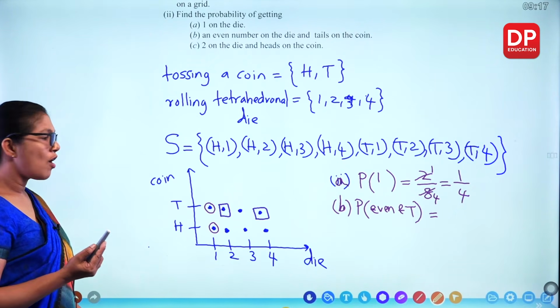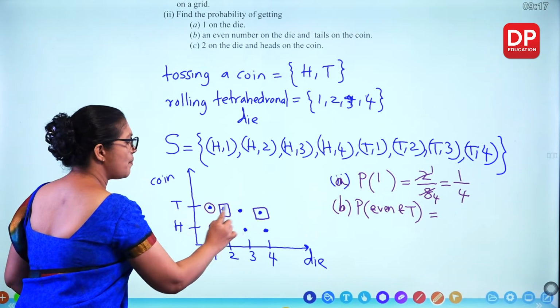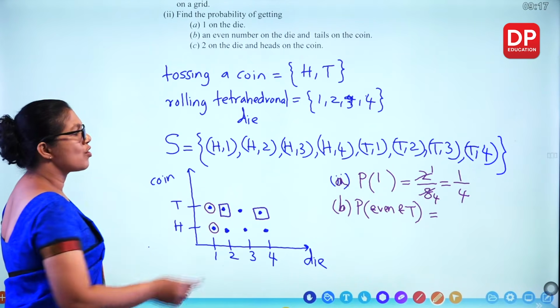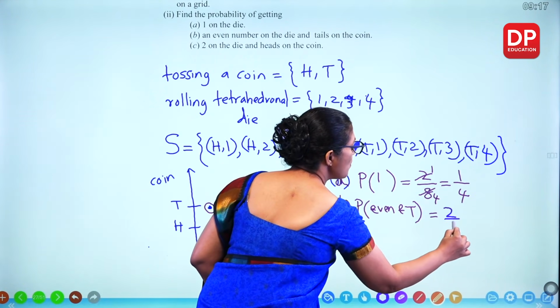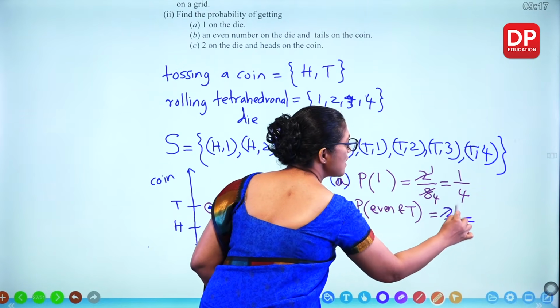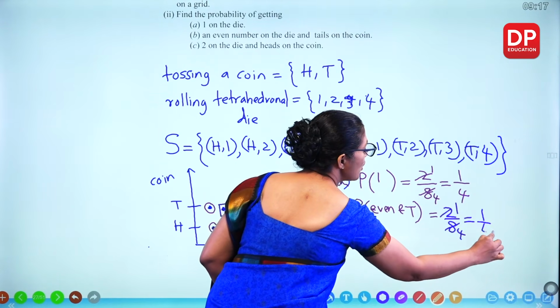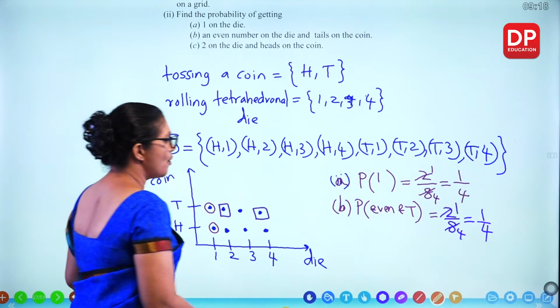Now, how many outcomes are there? 2 possibilities out of 8. Again, I can write this is 2 possibilities out of 8. When you simplify, you get 1 over 4. Third part.